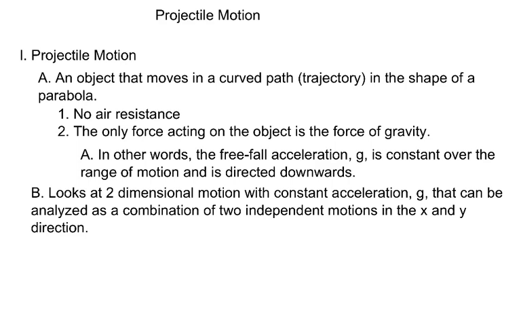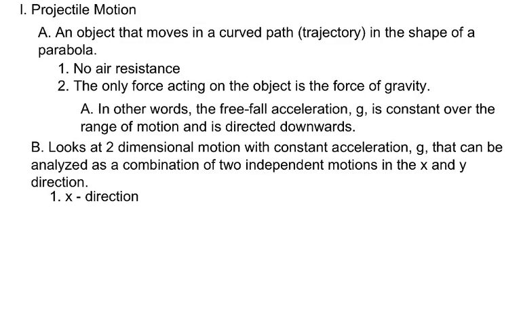Now projectile motion looks at two-dimensional motion with constant acceleration g that can be analyzed as a combination of two independent motions in the x and y direction. So in the x direction, there is no acceleration, so the formulas we are going to use are limited. What we know is that the velocity in the x direction is equal to the initial velocity in the x direction because the velocity stays constant.